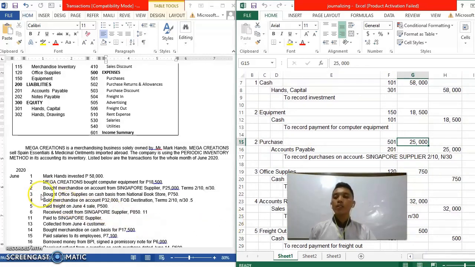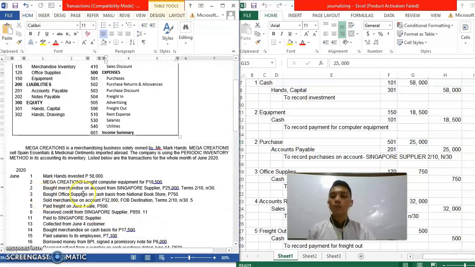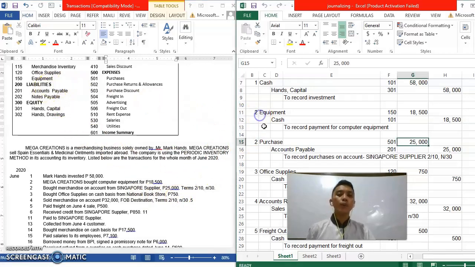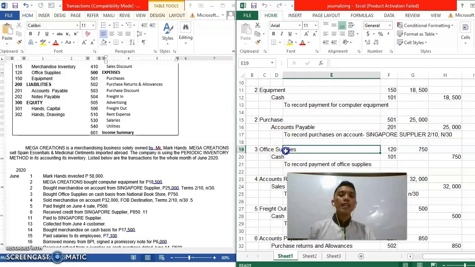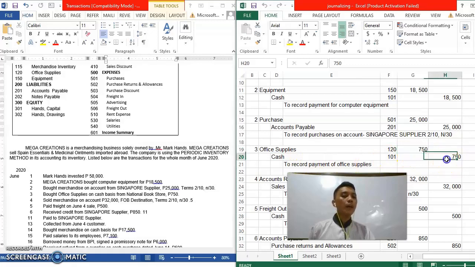pesos. Next, June 3 transaction, we have bought office supplies on cash basis from National Bookstore worth 750 pesos. Since we bought office supplies, we have to record a debit entry to office supplies, and our credit entry has to be cash. The record is payment for office supplies, and our debit and credit amount has to be 750 pesos.